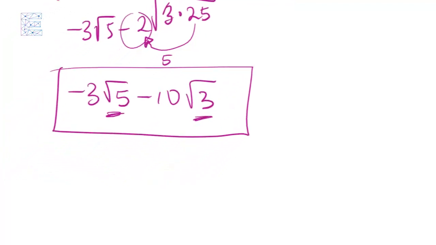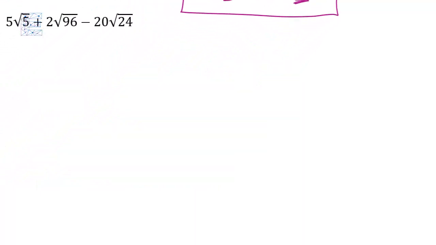And for the final question, we've got 5 root 5 plus 2 root 96 minus 20 root 24. We need to see if we can simplify these to get them to be the same radicand. So the 5 is already in the lowest term, so we will not mess with the 5. I'm just going to copy it down, 5 root 5. The 96, however, can be broken down to 6 times 16, and the 24 can be broken down to 6 times 4. So if we put the root back on these, square root of 16 is 4, so the 4 would go on the outside. The square root of 4 on this one is 2, the 2 would go on the outside.